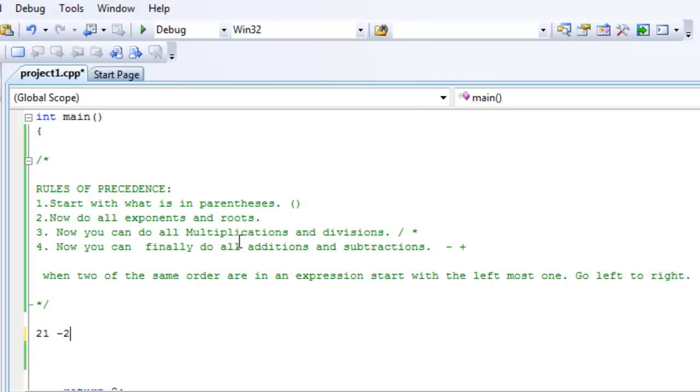And now, finally, we can do all the additions and subtractions. We had to do it anyway because it was the last thing to do. So 19 is the answer. Okay. So those were the rules of precedence. And we'll see more with examples right now.